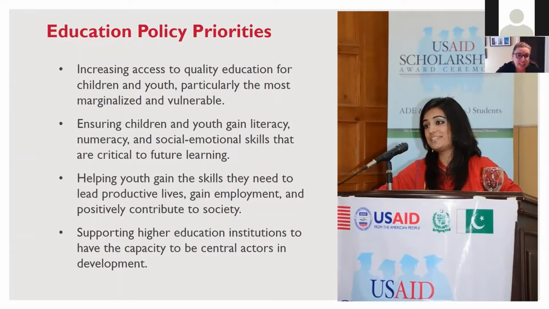On this page, you'll see that the education policy has 4 priorities. Higher education is a critical piece of each of these priorities, from ensuring that there is access to quality education in the first priority, to the role that higher education plays in ensuring children and youth gain foundational skills, to ensuring that students leave higher education with skills that contribute to society, and finally, in priority 4, that higher education institutions have the capacity to be central actors in locally led development.